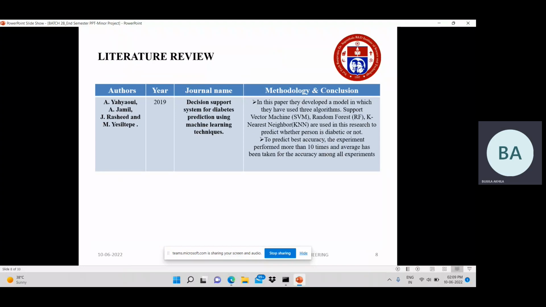Our third journal name is Decision Support System for Diabetics Prediction using Machine Learning Techniques, and the authors were Jamili, Rashid, and others. In this paper, they developed a model in which they used three algorithms: SVM, random forest, and KNN, to predict whether a person is diabetic or not. To predict the best accuracy, they experimented 10 times and took the average accuracy among all the experiments.